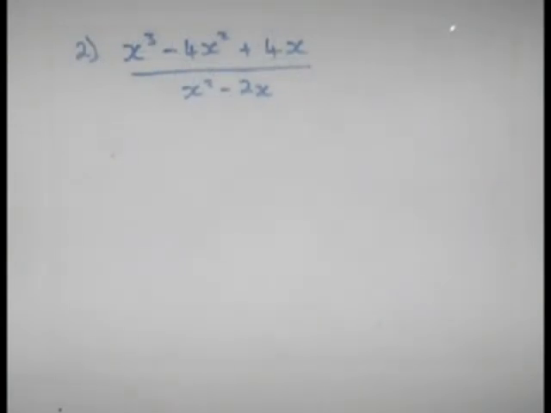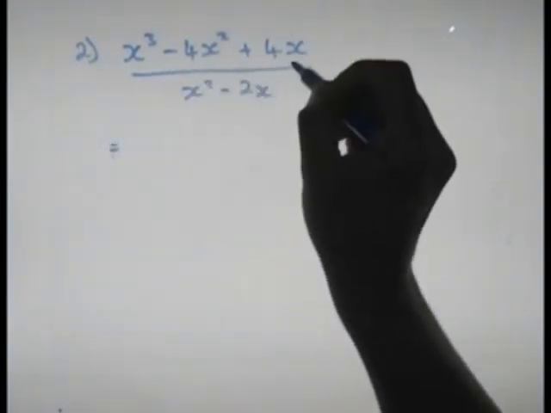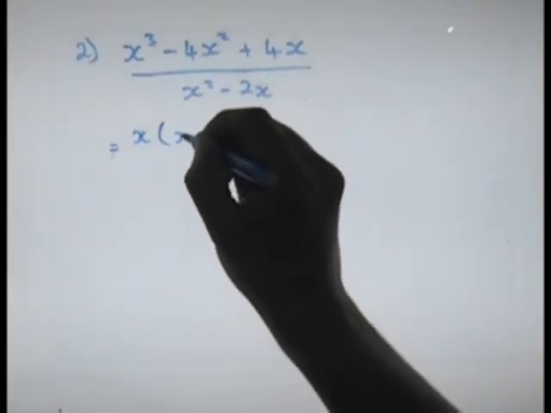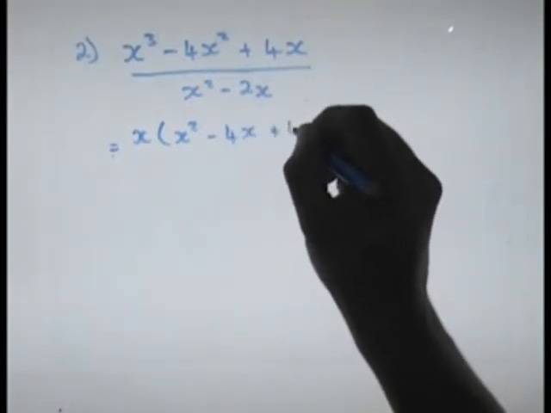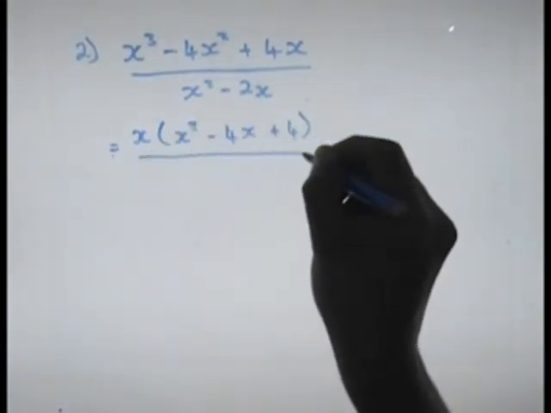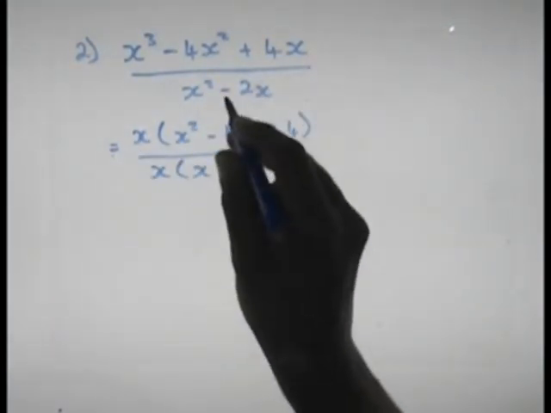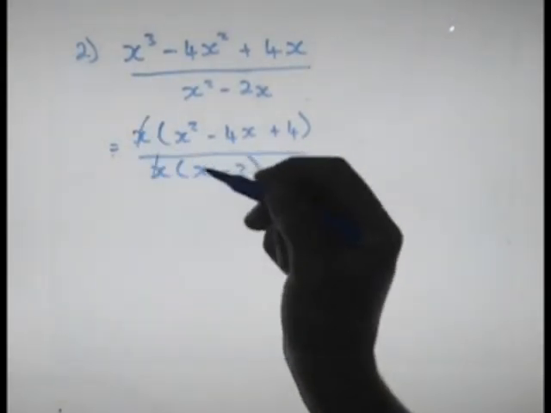The second one I gave you to do read x cubed minus 4x squared plus 4x divided by x squared minus 2x. What I'm going to do, I'm going to start by taking out a common factor. Always try and look for the common factors. It usually is a very good place to start, and you'll see why. A common factor of x from the top and from the bottom, a common factor of x to leave us with x minus 2. The x's can cancel.